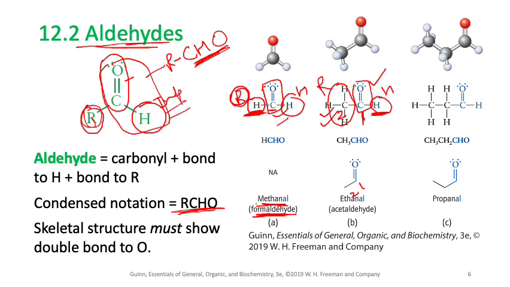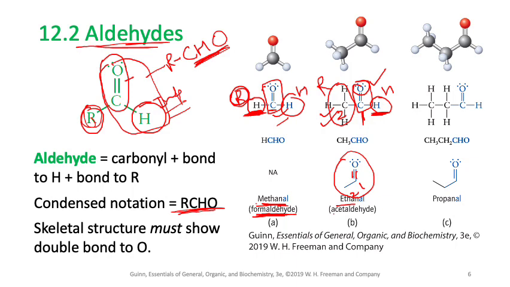And if you remember what we just talked about, in a skeleton line structure you don't have to show carbon, you don't have to show hydrogen, but you have to show any heteroatom, meaning any atom besides carbon and hydrogen. So we have an oxygen in here, and that oxygen is attached to the carbon through a double bond. That's why we have a double bond. So this is a skeleton line structure for ethanal.